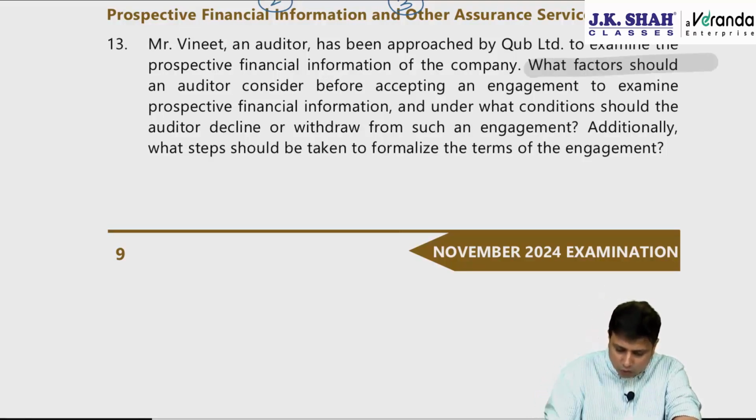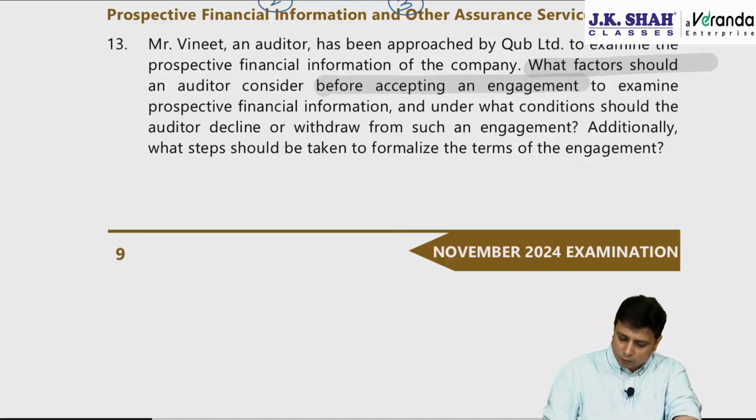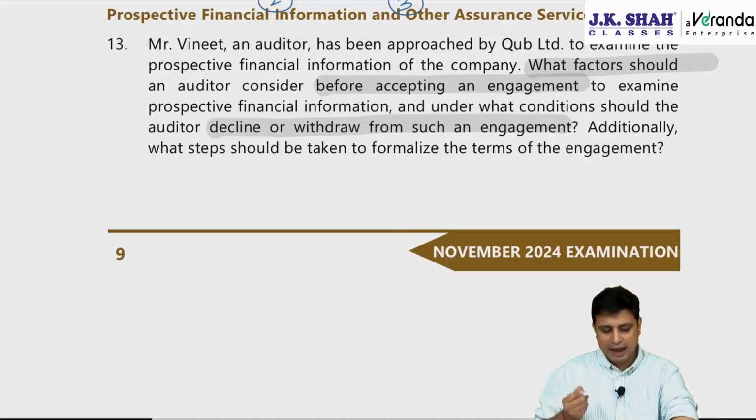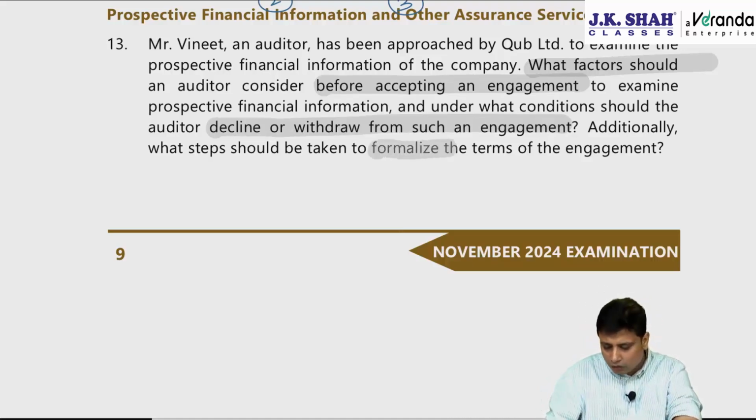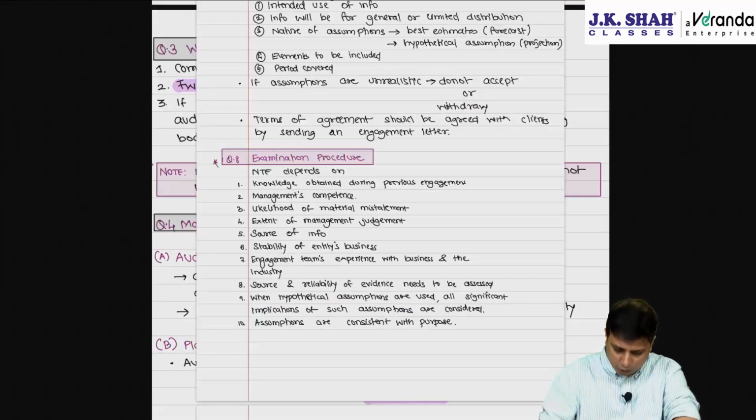What factors should an auditor consider before accepting an engagement to examine prospective financial information? And under what condition should the auditor decline or withdraw from such an engagement? Additionally, what steps should be taken to formalize the terms of engagement? A very simple answer. So let me take you to the notes.